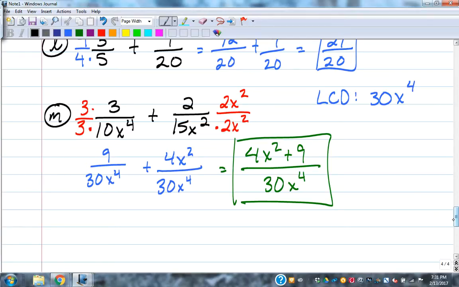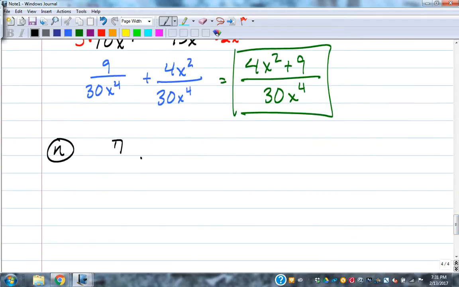We're looking for what number 10 and 15 both go into? That's 30. And then your variable, you've got an x to the fourth power and an x squared. There's no way to make the fourth power go down, so I've got to bring the second power up. So you're always going to pick the bigger one for part of your least common denominator as far as that goes.